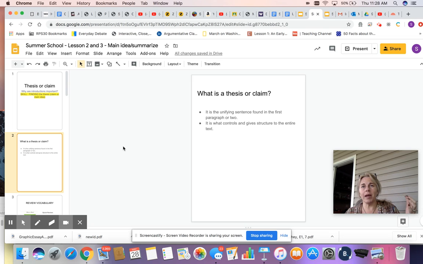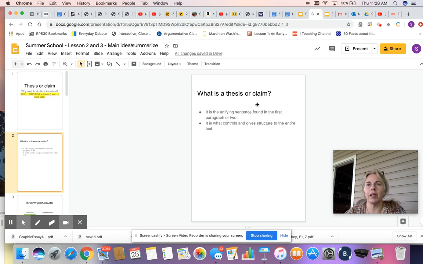So, your brain works like a computer and it wants to organize things. If you think about how a computer is organized into all these little folders and it has all these little spots for things, your brain's very much like that. And so, when we are getting ready to read a piece, we kind of want to know, okay, what am I going to be looking for here? What am I getting ready to read?